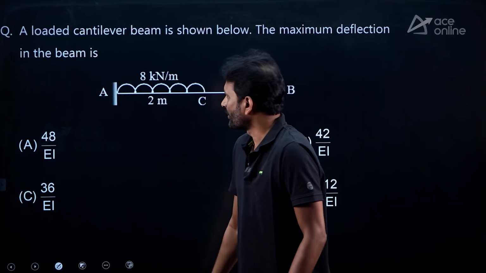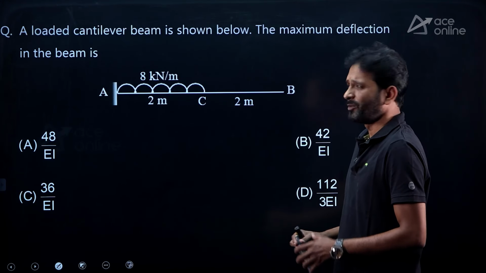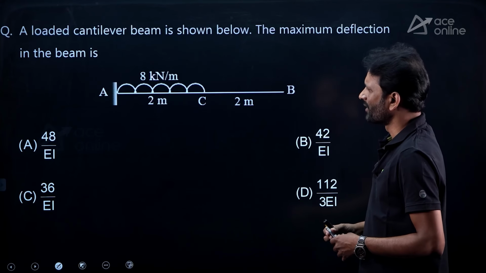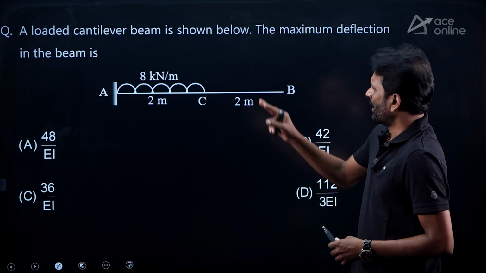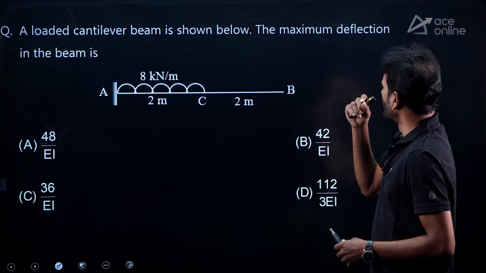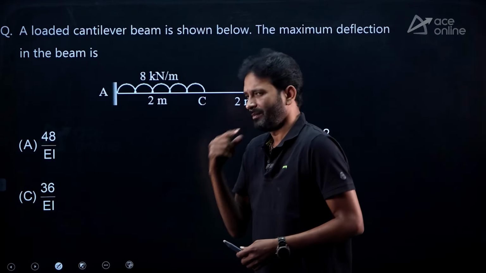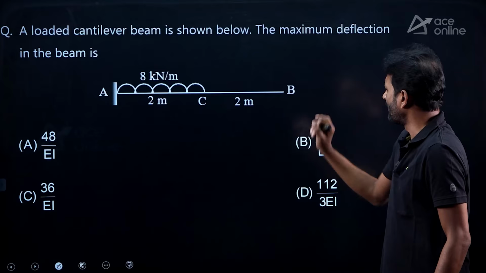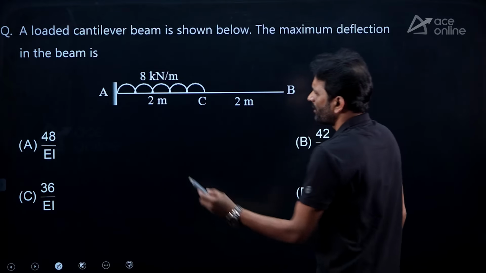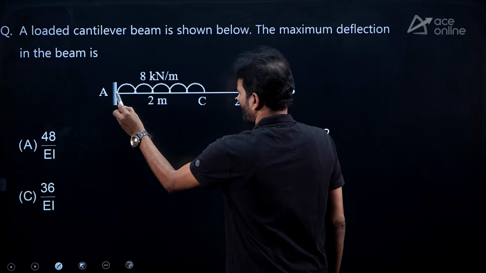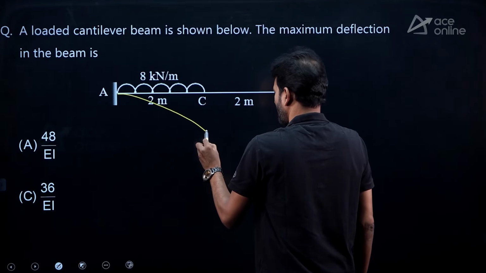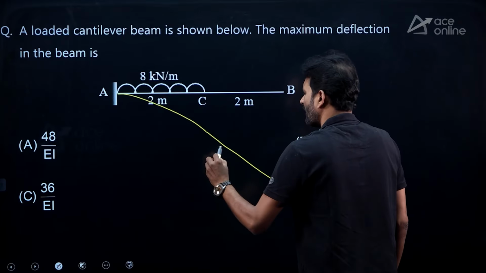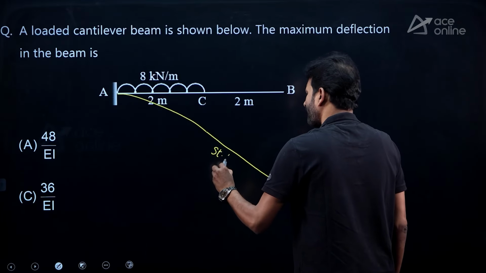Now, let us see these questions from slopes and deflections. Here I am using the method of superposition to solve this question. That is easy for us. A loaded cantilever beam is shown below. The maximum deflection in the beam. Maximum deflection in case of a cantilever is available at the free end. How is the beam getting deflected due to the partial UDL? From here to here, it is a circular arc. From here to here, it is an inclined straight line. We know it.